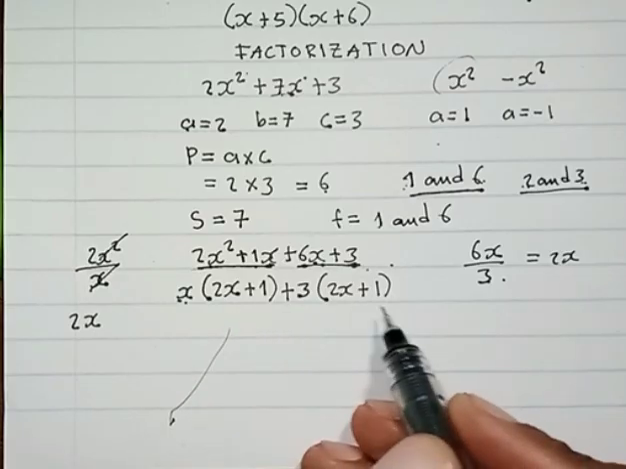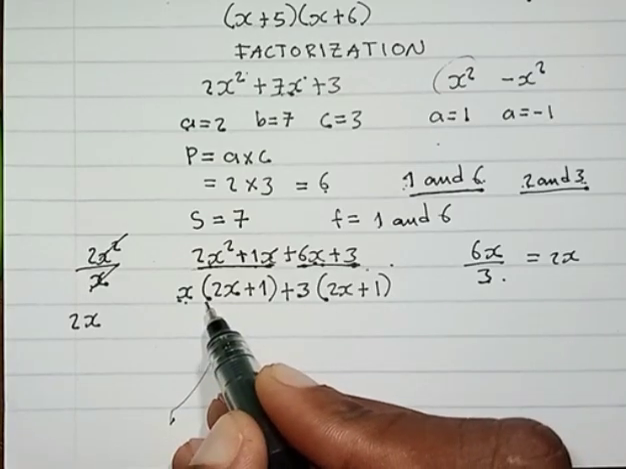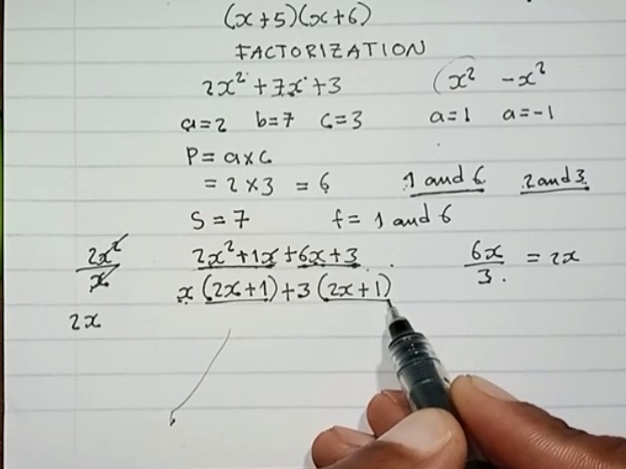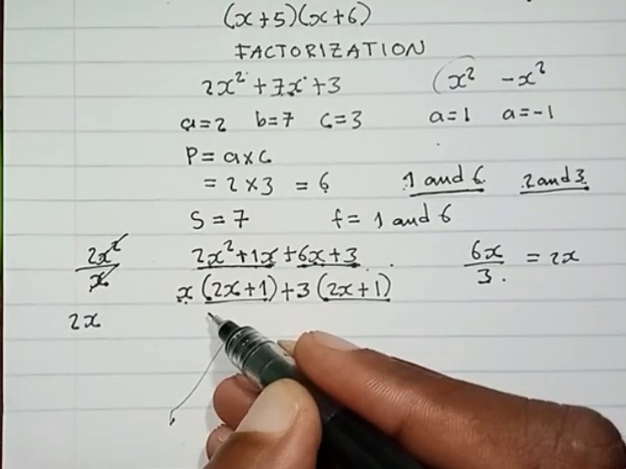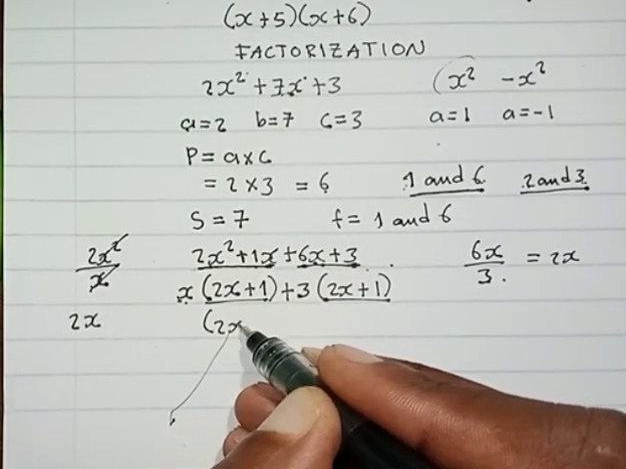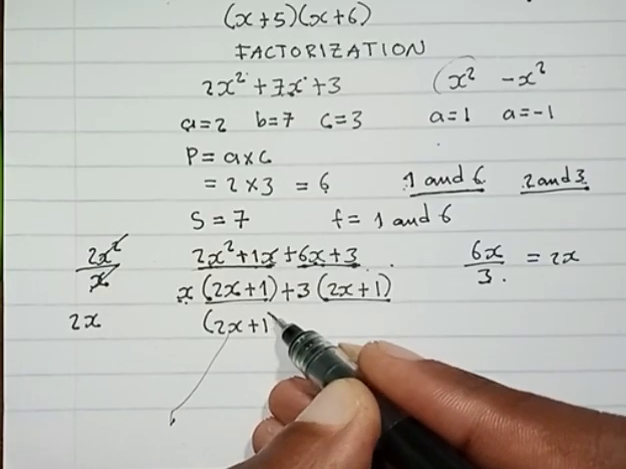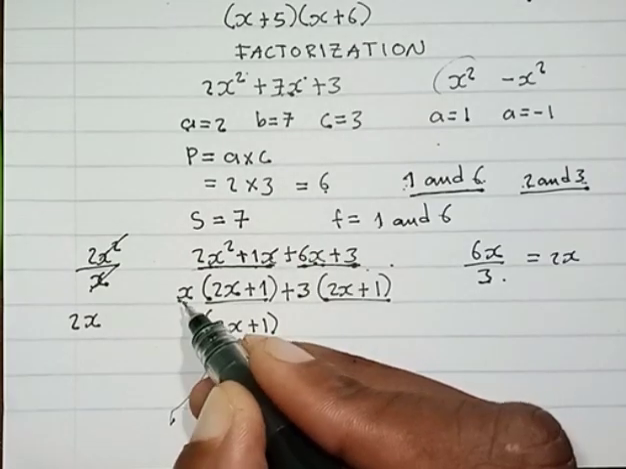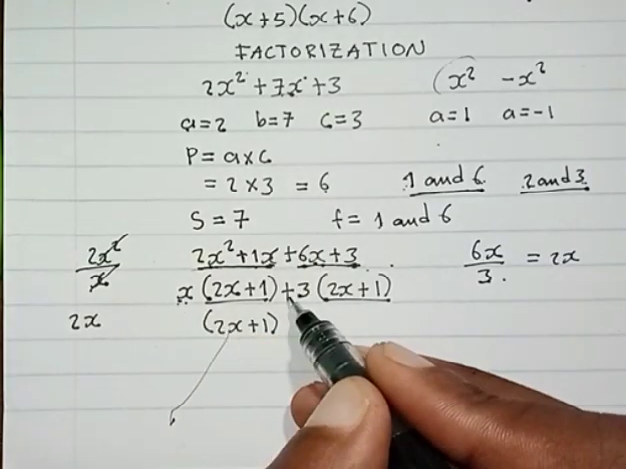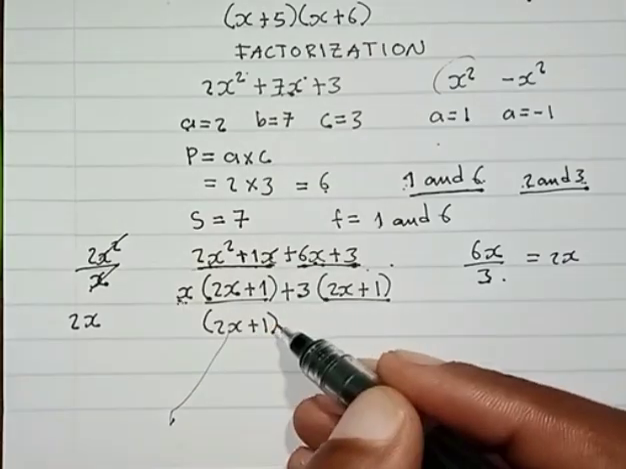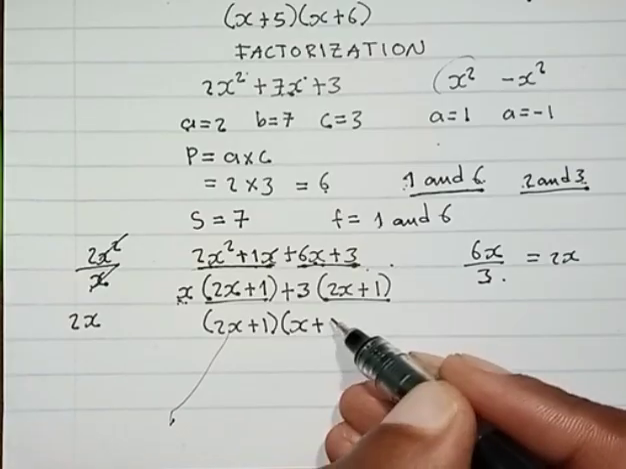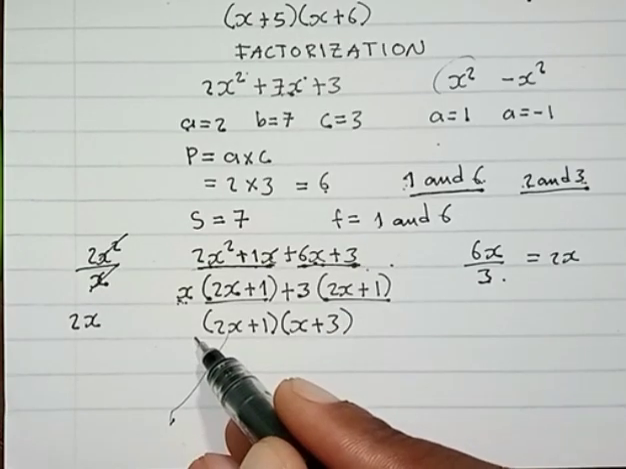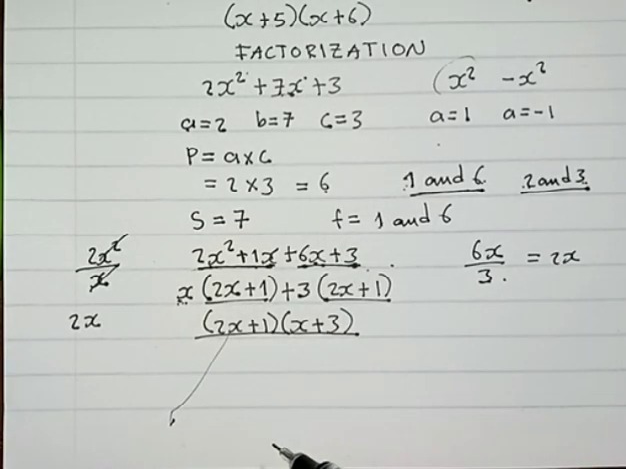Okay, so when we look at this expression now, we see that this bracket is identical to this one. So they are common. So we just get one of these and write it down. So we say 2x plus 1, like that. Then the remaining items, we have x and positive 3. So we open parentheses, x plus 3, like that. We have factorized. So this is factorized completely.